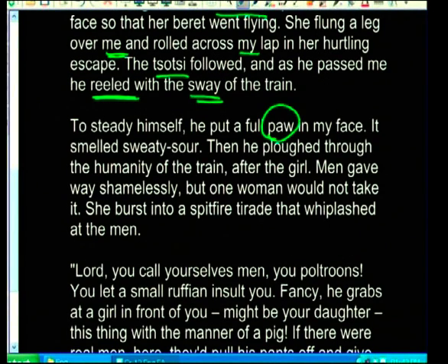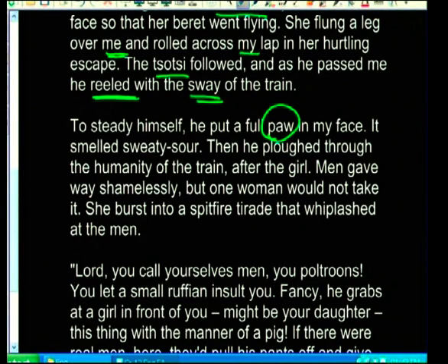I'd like to highlight this word paw because it draws a comparison between the human being and an animal. An animal has paws. So what exactly is the writer telling us about this human being? This human being seems to have animal characteristics. It smells sweaty sour. Then he plowed through the humanity of the train after the girl. Here again, he was in pursuit of the girl. He was relentless in his pursuit of her. He seemed to have been obsessed with the idea of inflicting pain and harm on her.